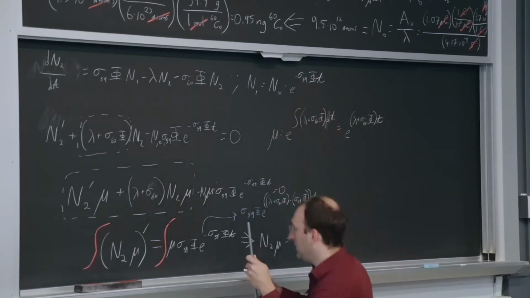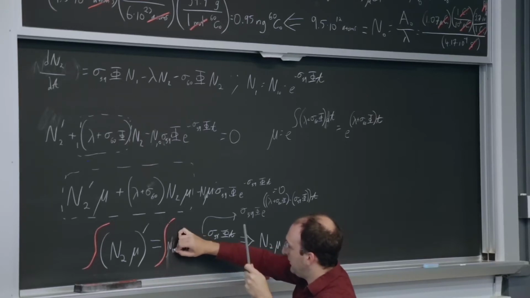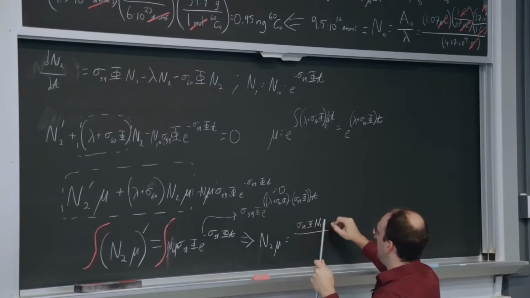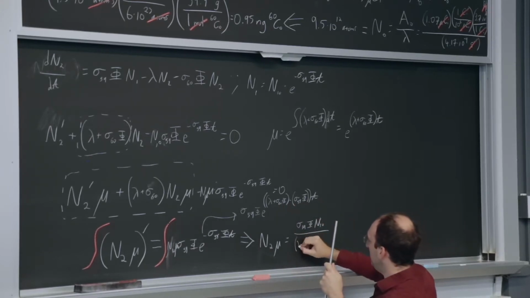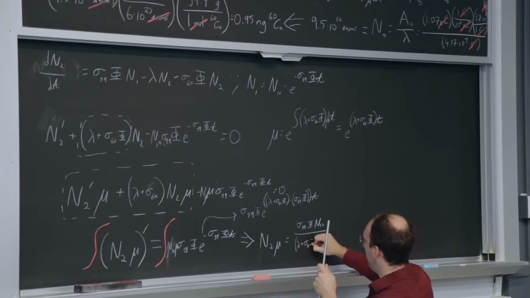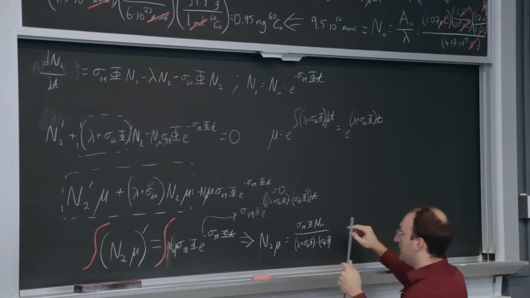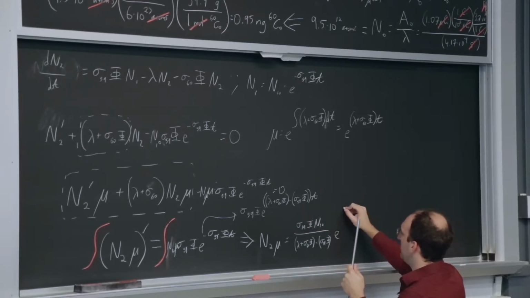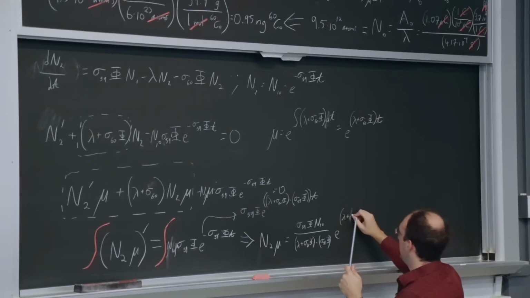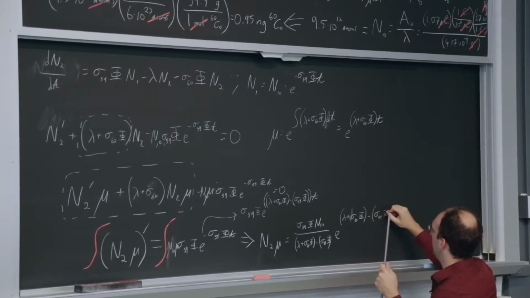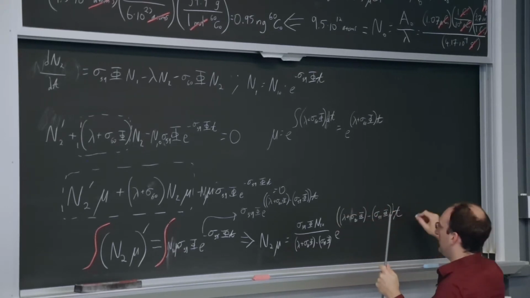N1 naught, and N1 naught over that stuff, lambda plus sigma 60 phi minus sigma 59 phi, times whatever's left, e to the lambda plus sigma 60 phi minus sigma 59 phi t, plus c.